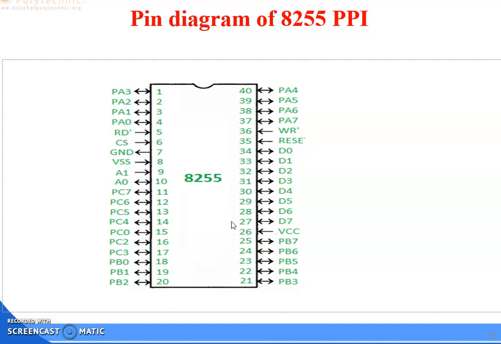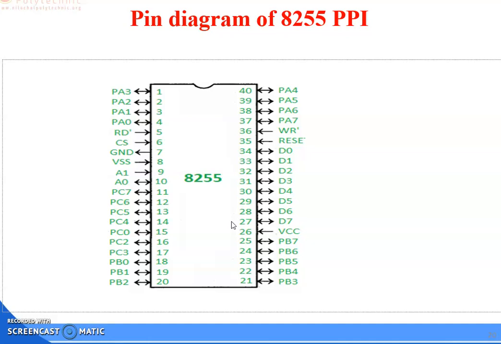Pin number 5 is read bar. Pin number 6 is CS, that is chip select. Pin number 7 is ground. Pin number 8 is VSS, that is power supply. Pin number 9 is A1. Pin number 10 is A0.